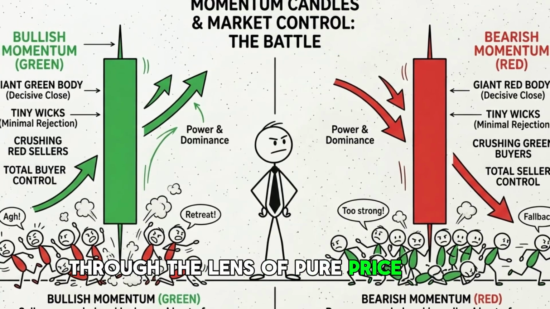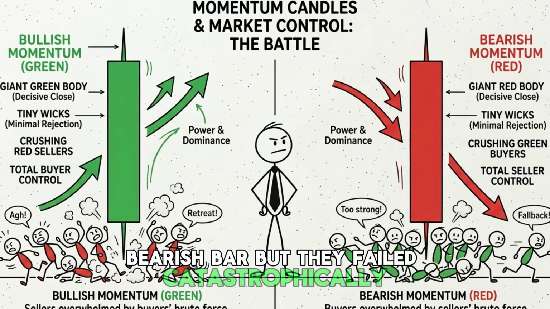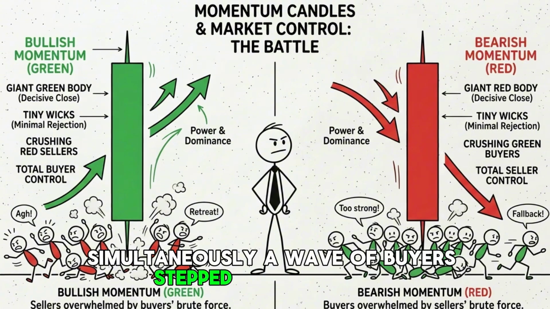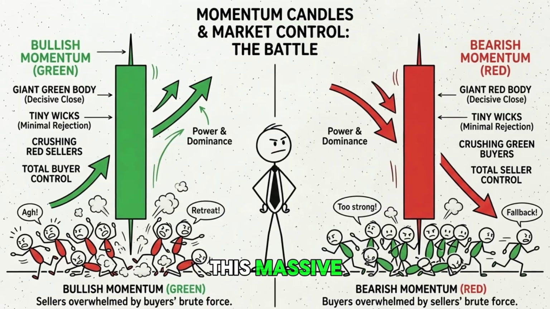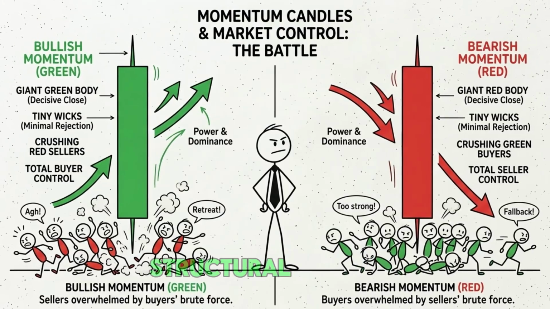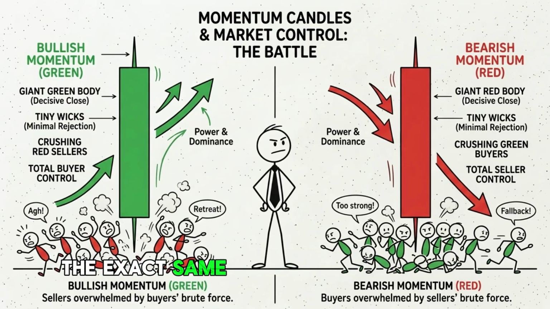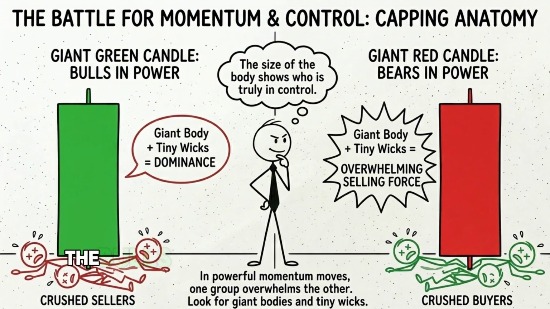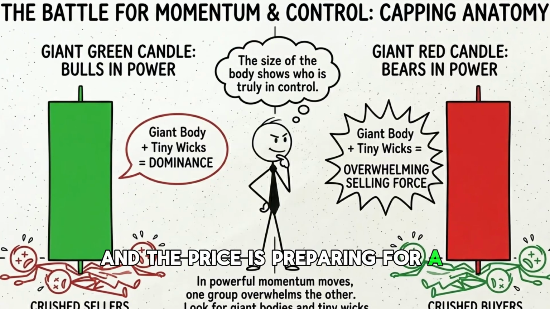Through the lens of pure price action, the sellers tried with all their might to close another dominant bearish bar, but they failed catastrophically. They completely lost their momentum. Simultaneously, a wave of buyers stepped into the arena, immediately absorbing the supply and driving the price back up. This massive lower tail is a permanent monument to a major structural rejection, signaling a high probability reversal to the upside. The exact same plot unfolds in reverse. The price rallies aggressively, hits an overhead ceiling, and gets slammed down to leave a long upper wick. It tells you the bulls have run completely out of breath. The bears have hijacked the session, and the price is preparing for a downward slide.